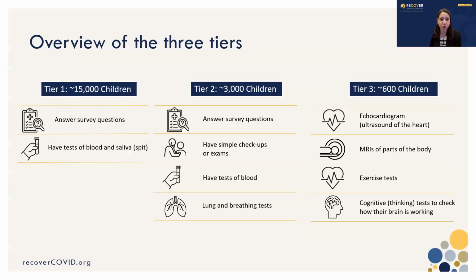So this gives an overview of our tiers. Our Tier 1 is our baseline assessment consisting of surveys and biospecimen collection. Tier 2 is our longitudinal study of a large subset of children who participate in both remote survey collection as well as in-person assessments. And our Tier 3 are in-person, more intensive assessments. And I'll give a little bit more details about these going forward.